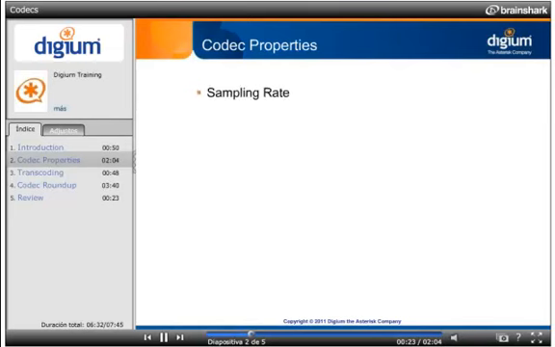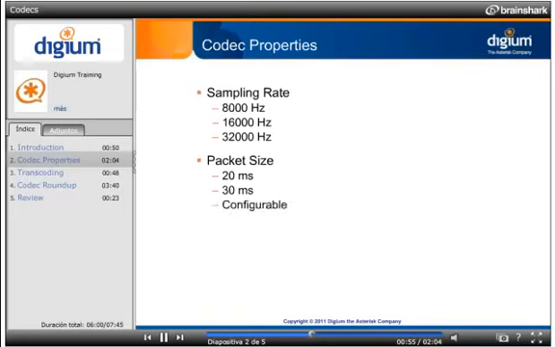The sampling rate, or the number of audio snapshots taken per second, is one important factor. Historically, 8,000 Hz, or samples per second, has been the rule. Over the past several years, higher quality wide-band codecs with sampling rates of 16,000 or even 32,000 Hz have become increasingly common for VoIP calls. A codec may also specify how many milliseconds of audio it puts into each packet to transmit. Most codecs used for IP telephony use 20 or 30 millisecond packets, though some codecs are configurable.